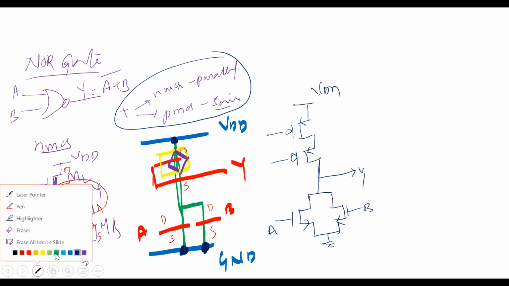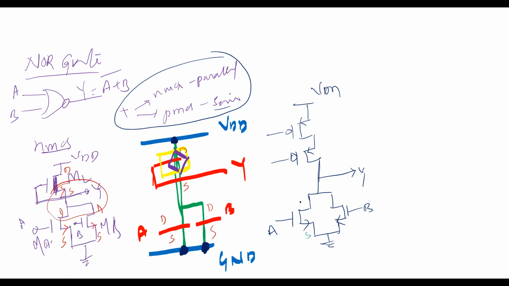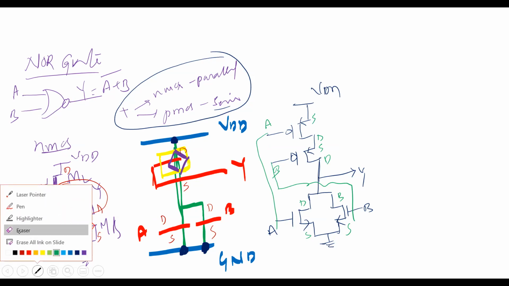Now do the notations. Source and drain of A transistor, source and drain of the B transistor. If you want, you can join this, no problem. You can join like this, but need not. This will give ambiguity. It creates some confusion, so I am avoiding that. Okay, students? So I can erase. Otherwise, remember that. So forget about the green lines.